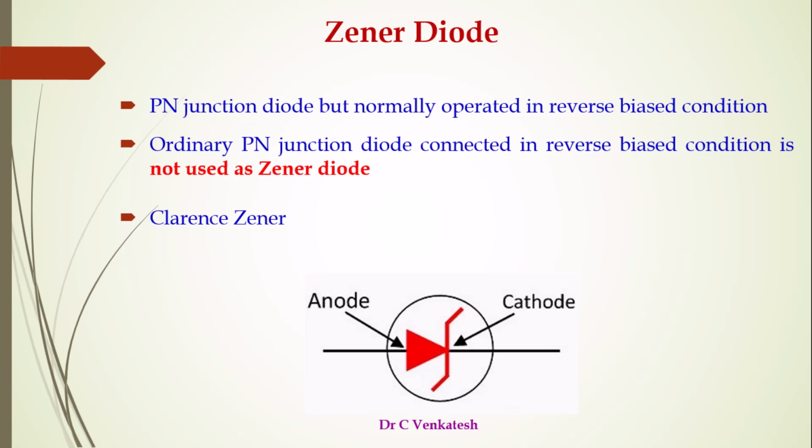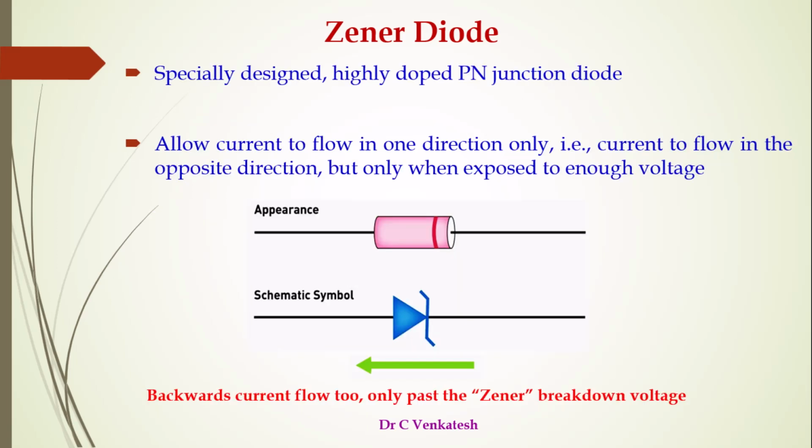The schematic of a Zener diode is shown in figure. It's a diode, two-terminal device. The left part is anode and the right part is cathode. Zener diode is a PN junction diode, but it's specially designed. The PN layers are highly doped. That is a special characteristic of the Zener diode. The Zener diode allows current in only one direction, that is in the reverse biased condition.